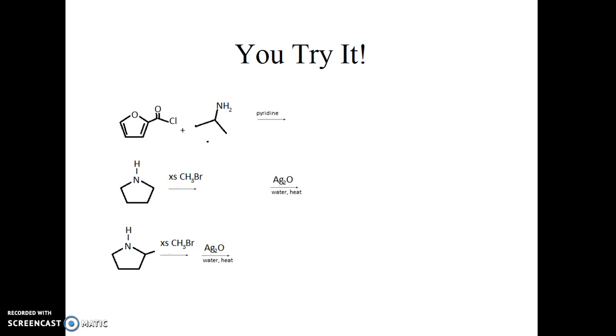So now here are a bunch of reactions for you to try. Go ahead and determine the outcome of these reactions. In this first reaction, we have an acid halide and an amine. What does it form? An amide.